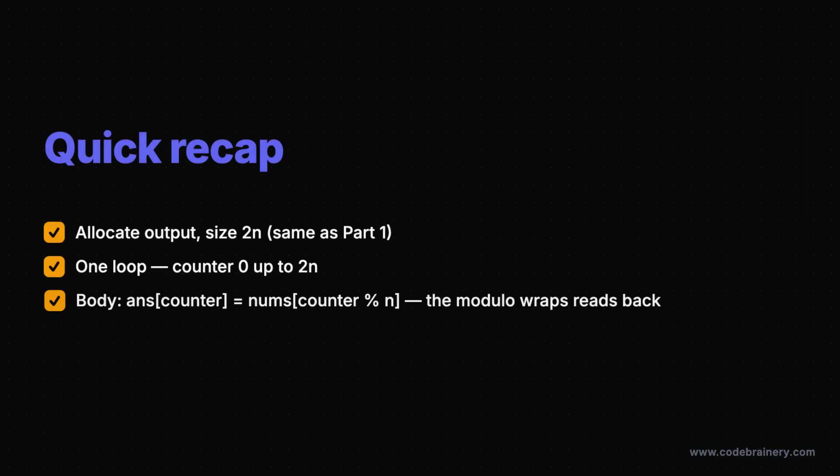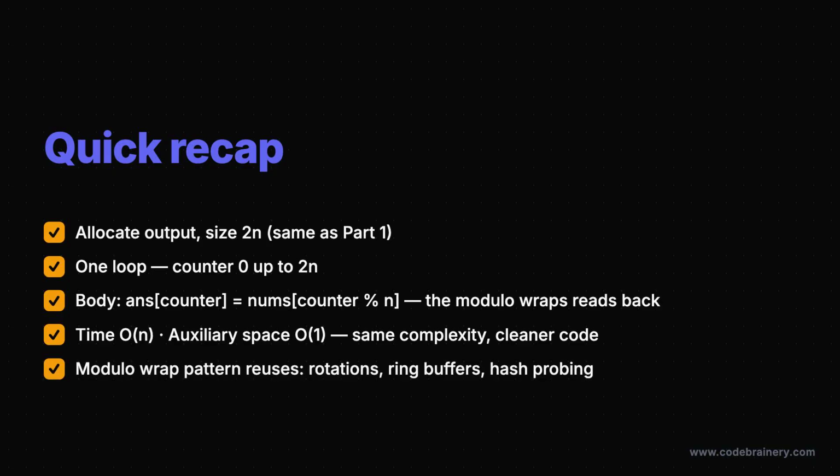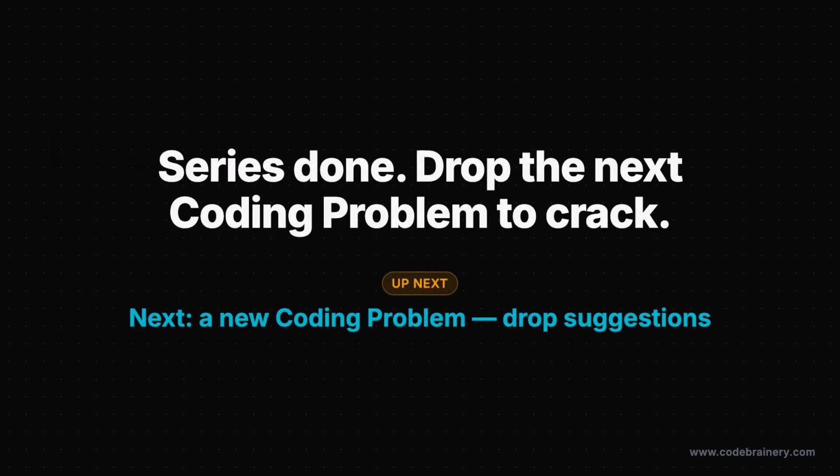Recap. 1. Allocate the output of size 2n. 2. 1 loop, counter 0 up to 2n. 3. Output at counter equals input at counter modulo n. 4. Same O of n time, O of 1 auxiliary. 5. Remember the modulo wrap pattern. You'll use it again. The concatenation of array series is complete.